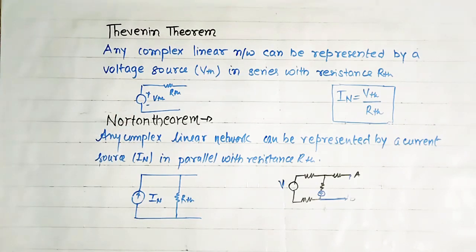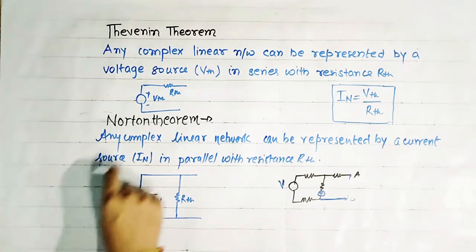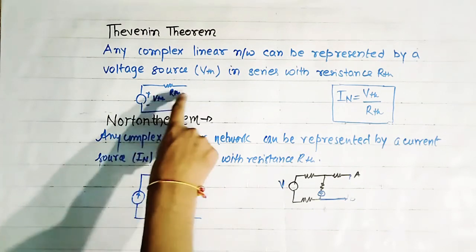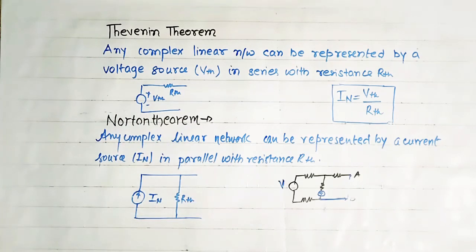The statement of Thevenin theorem is: any complex linear network can be represented by a voltage source VTH in series with resistance RTH. It means any linear network can be represented by this circuit, where VTH is the Thevenin voltage and RTH is the Thevenin resistance.